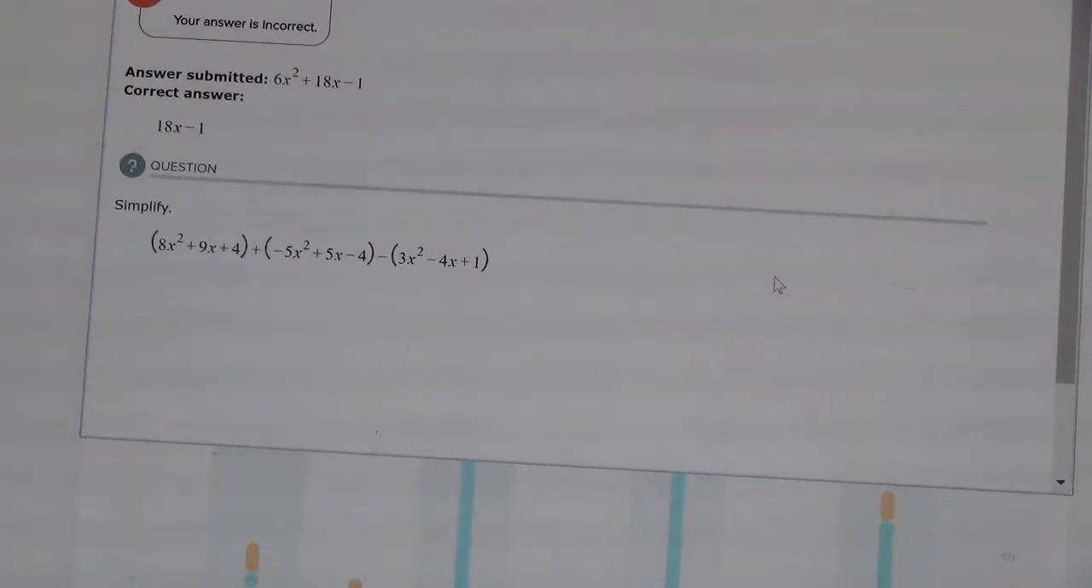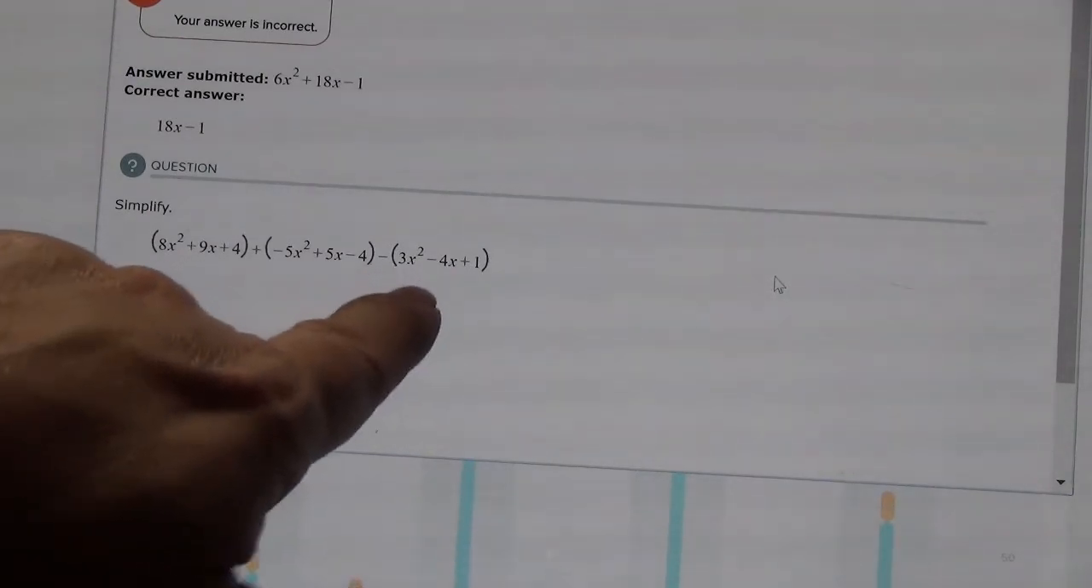Alright, I also noticed here that you're having trouble with the sum and difference of three univariate polynomials, so I am going to work through some of these. The problem is right here. I'm going to go ahead and rewrite it on my paper over here.